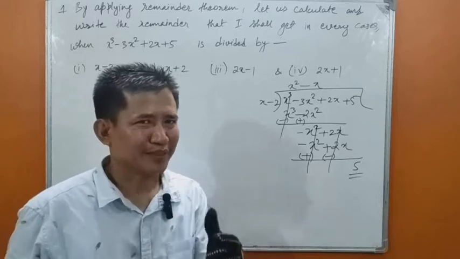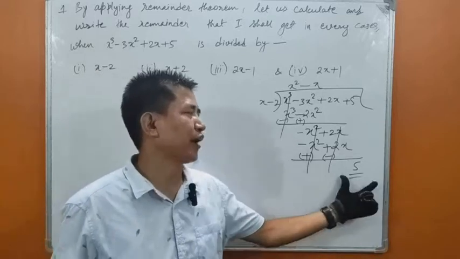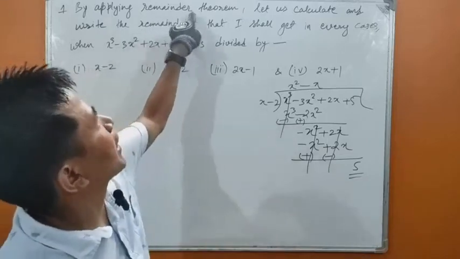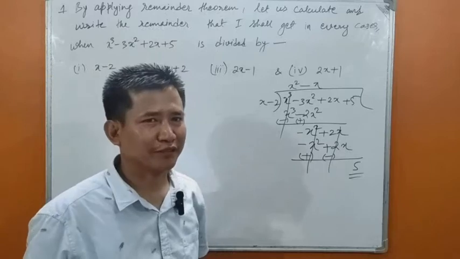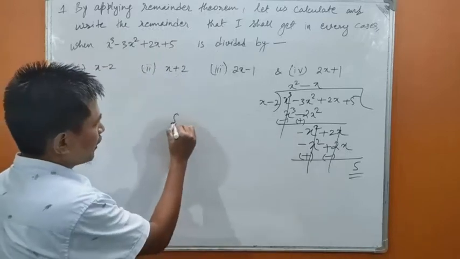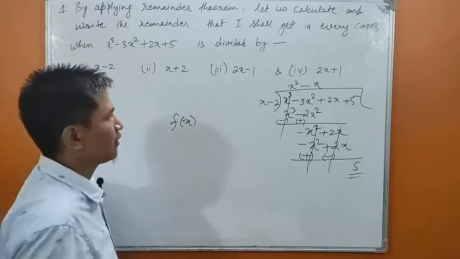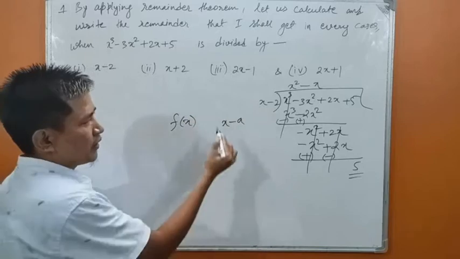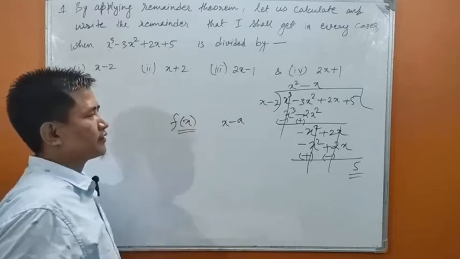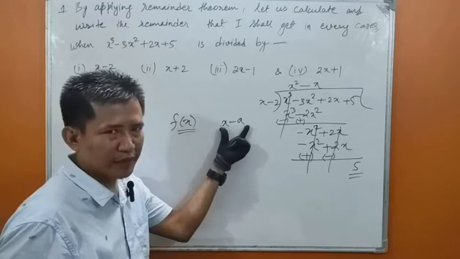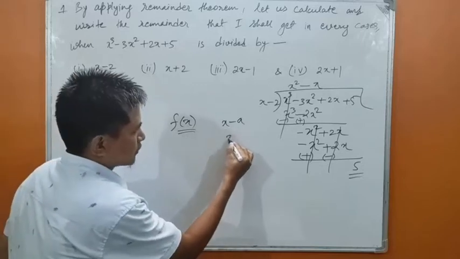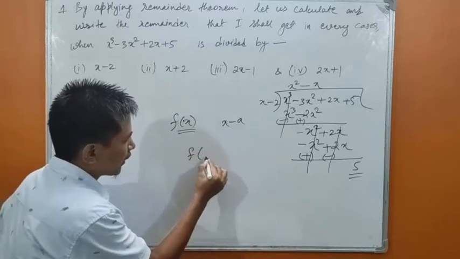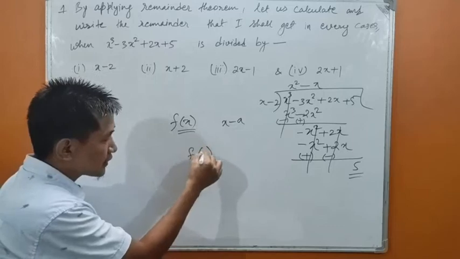But remember, we are not asked to find the remainder in this way. We are asked to find the remainder by applying remainder theorem. And what is remainder theorem? Let me remind you once again. If f(x) is a polynomial and this polynomial is divided by x minus a, then the remainder will be equal to f(a).